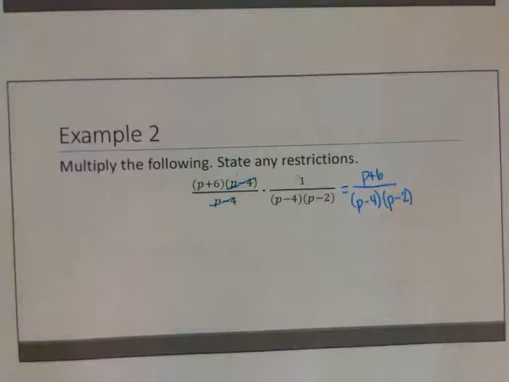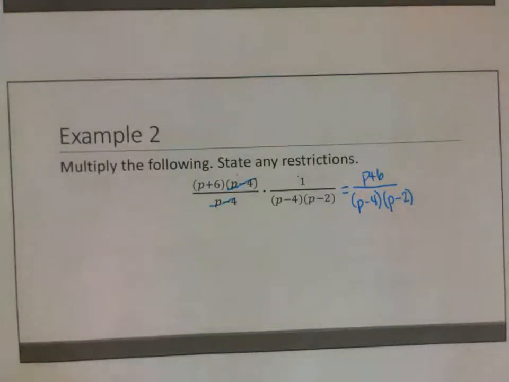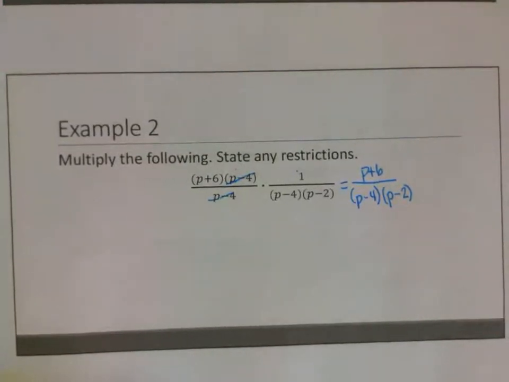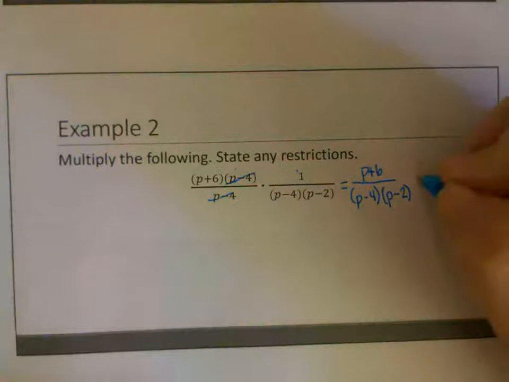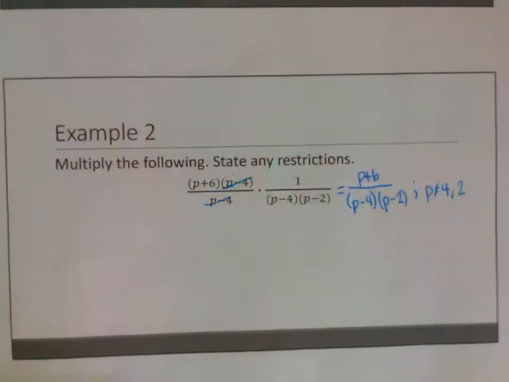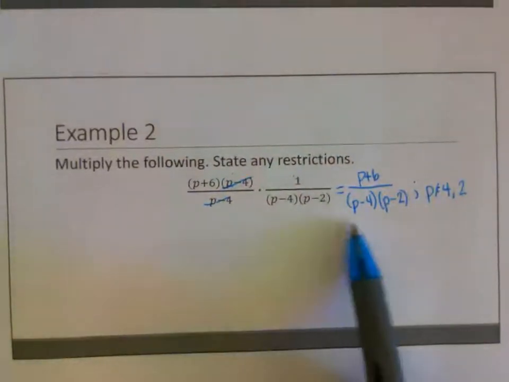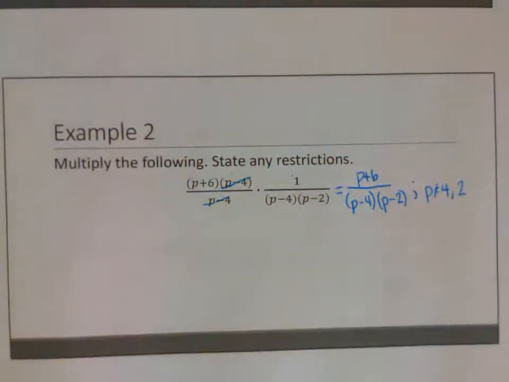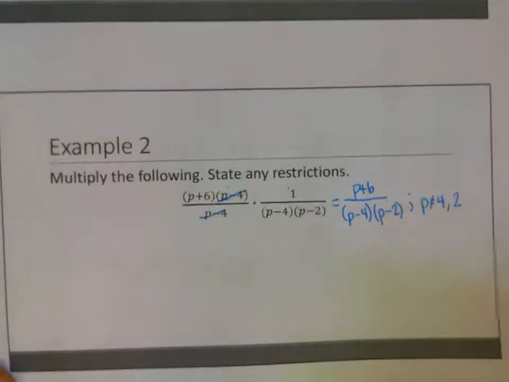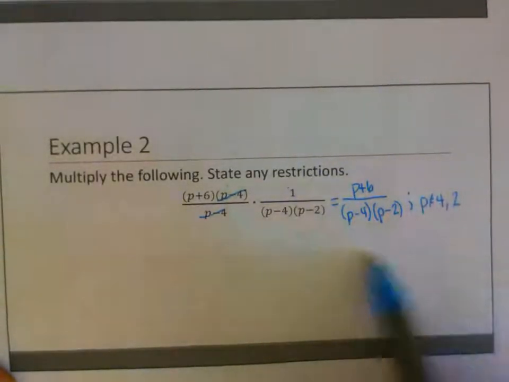Now, it says to state restrictions. So this is going back to what we were doing with saying that the denominator can't equal 0. So I would just say here that p cannot equal 4 or 2. Now, some of you might see the factored form and think, oh, I need to FOIL that out. I need to multiply those together. You can if you want to, but that's being a little extra and just doing some unnecessary work. So don't worry about doing that. This would be a great final answer right here.